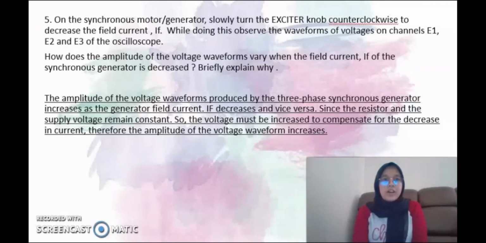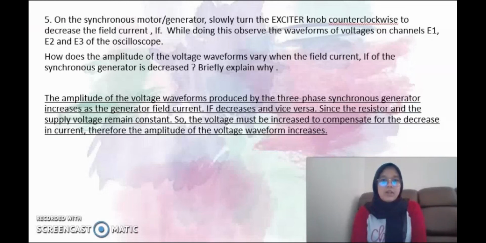Number 5. On the synchronous motor/generator, slowly turn the exciter knob counterclockwise to decrease the field current. While doing this, observe the waveforms of voltage on channels E1, E2, and E3 of the oscilloscope.